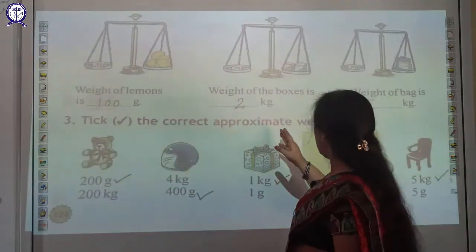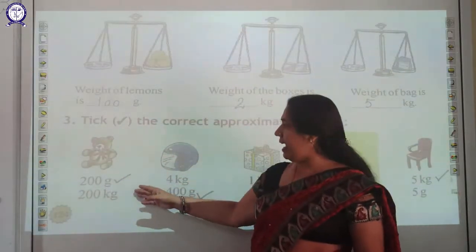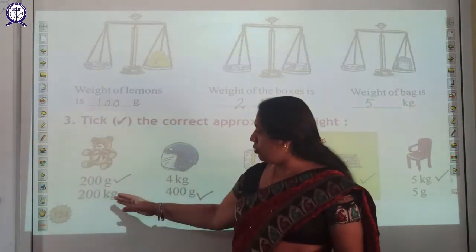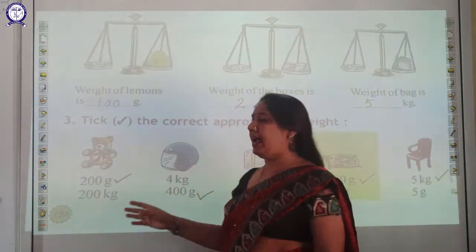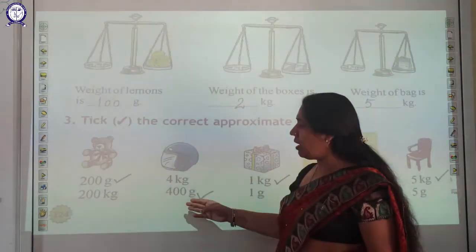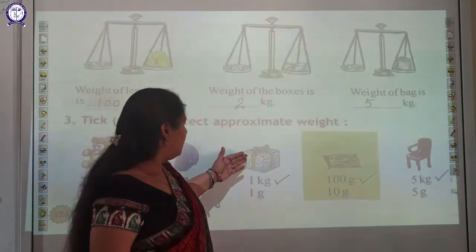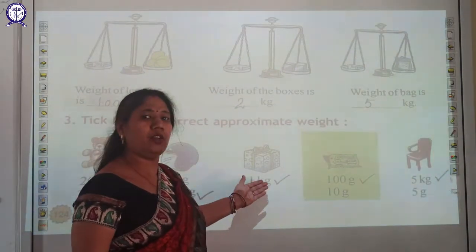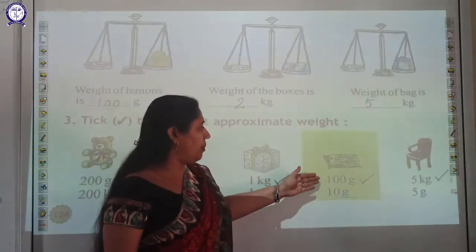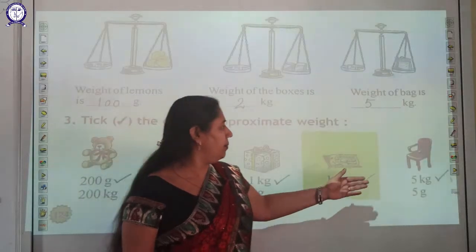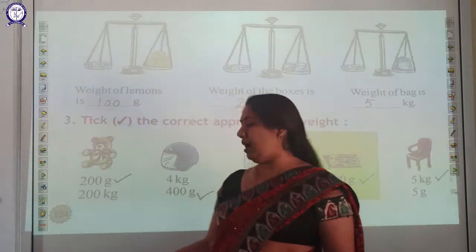Pick the correct approximate weight. So the weight of a teddy bear is 200 gram or 200 kilogram? 200 gram, because it is very light. Is that 4 kilogram or 400 gram? 400 gram. The box is 1 gram or 1 kilogram? 1 kilogram. And the biscuit is 10 gram or 100 gram? 100 gram. And the weight of a chair is approximately 5 kilogram.